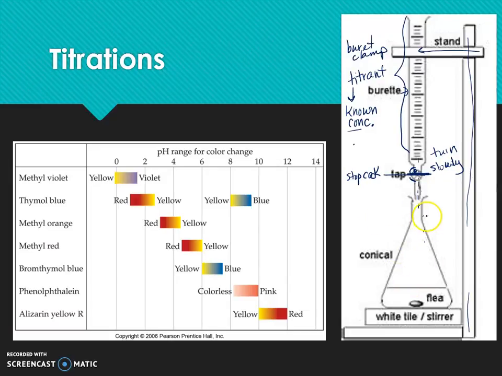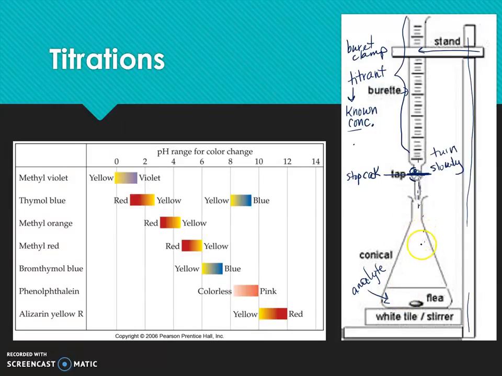All right, so what are we trying to do? Inside of this Erlenmeyer flask here, and it's always going to be an Erlenmeyer flask, we would have what we call our analyte. Our analyte is what we are testing. It's what we're doing analysis on. So our analyte goes in here.